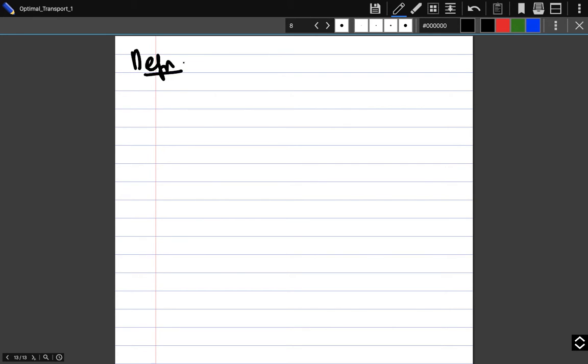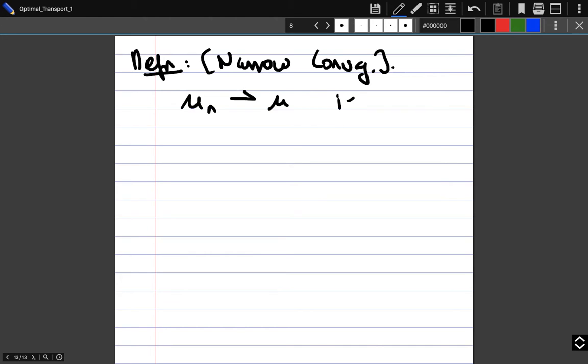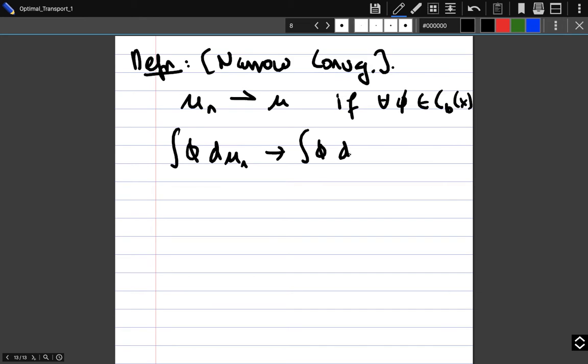So, definition. Here you have narrow convergence. Instead of taking functions that are compactly supported, what you want to take is functions that are continuous and bounded. So you say that mu n converges narrowly, let's just say, if for all phi that are continuous and bounded, we have the integral of phi d mu n going to the integral of phi d mu, and this happens as n goes to infinity. So we just made a slight change.